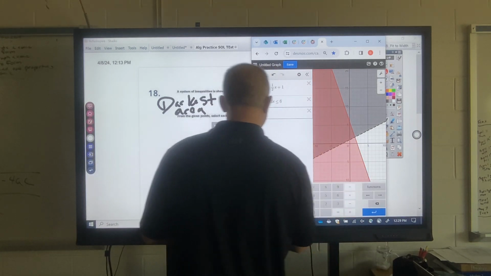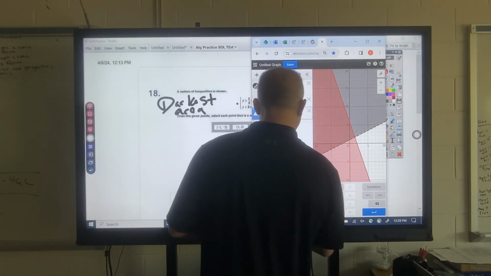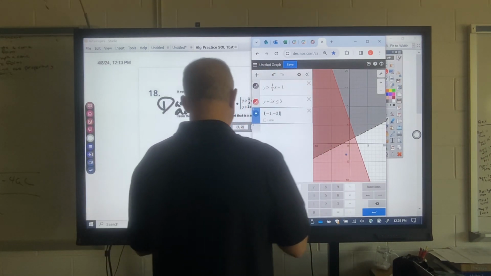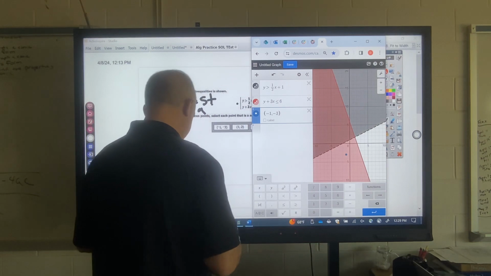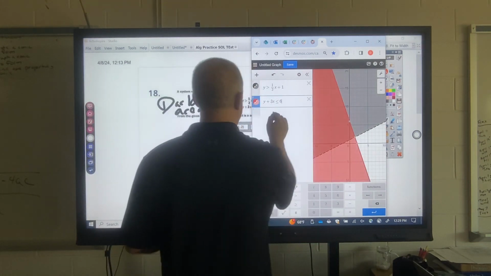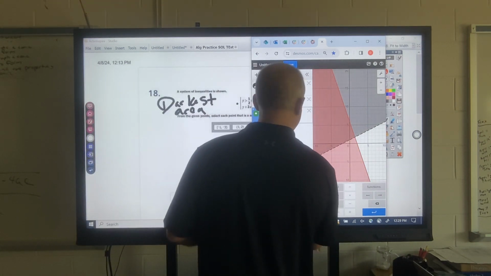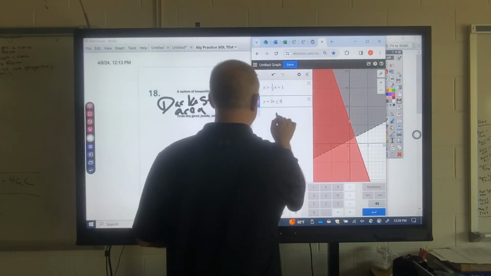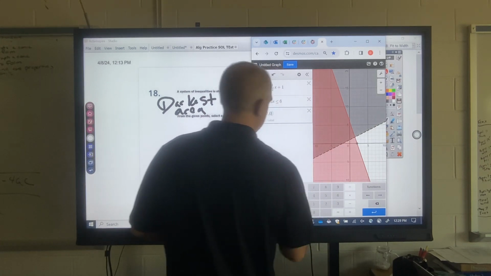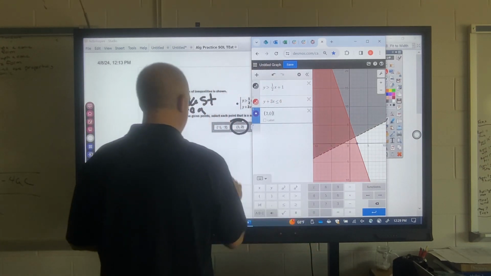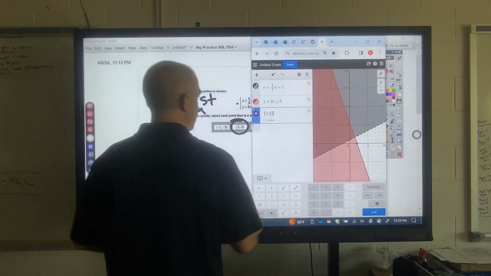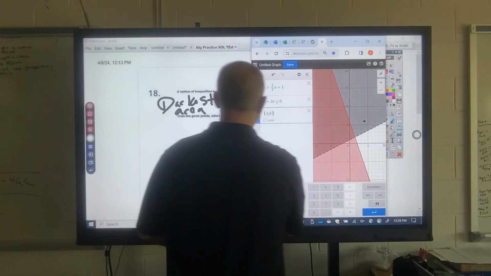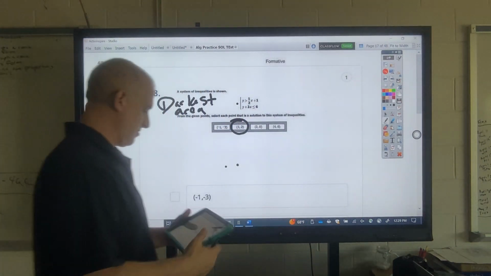Then I want to put in -1, -3, and that dot should end up there, so that's not an answer. Next one is 1, 2. I'm going to clear that out. Let's go 1, 2. That's in the darkest area, so that's going to be 1. Let's go 2, 0. That is not in the darkest area. And then 4, 6. That is not in the darkest area, so the only one you should have selected is that one.